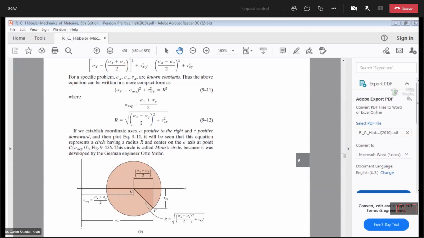Yesterday we were studying the Mohr circle. We discussed the basic principle of the Mohr circle. Now we are going to study the formation of the Mohr circle, how we have to form it. This is somewhat a little bit of derivation. So let's start it. Just a moment, please.